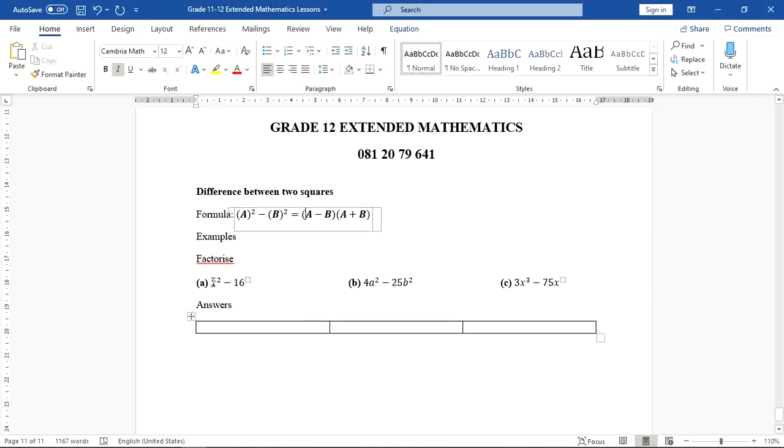Now let us look at these three questions here. We want to factorize x squared minus 16. So this is a square number, all right, and 16 is also a square number.